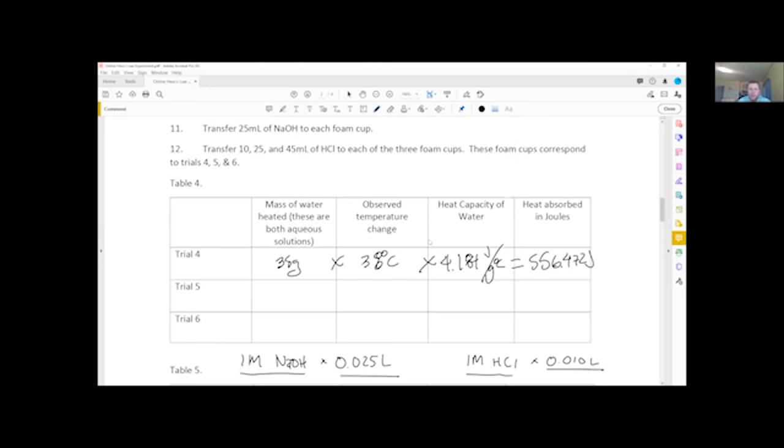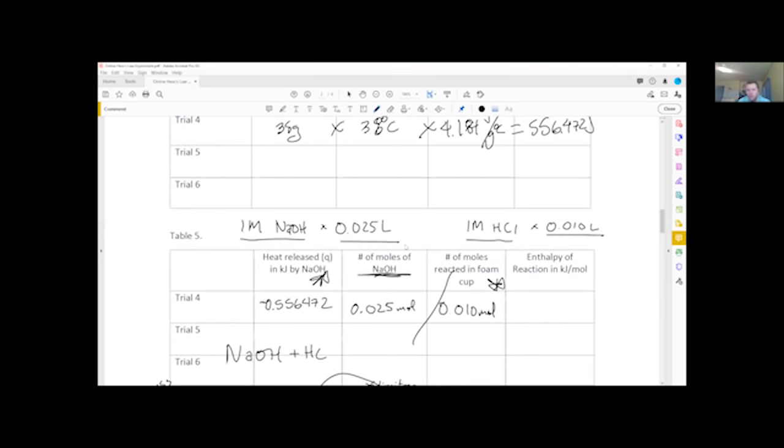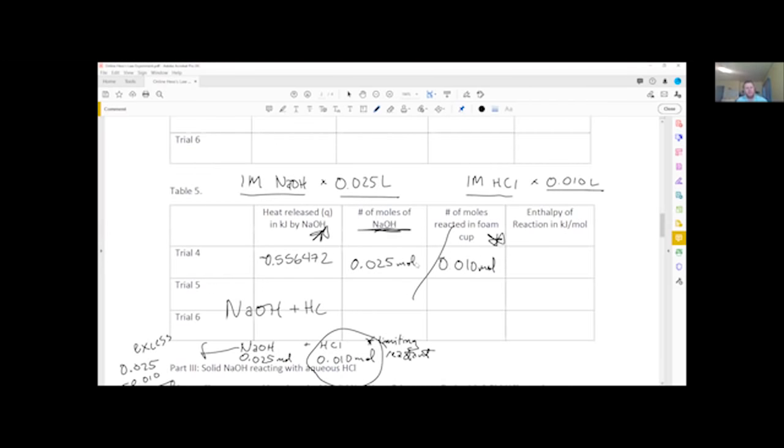Another spoiler alert. In our 6th trial, we put 45 mils of HCl compared to 25 mils of sodium hydroxide. So which is going to be in excess there, the HCl or the sodium hydroxide? Just think about that, because that will be something that you'll have to fill in for trials 5 and 6.